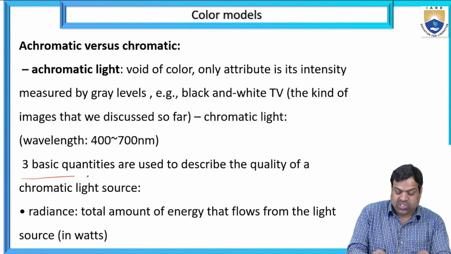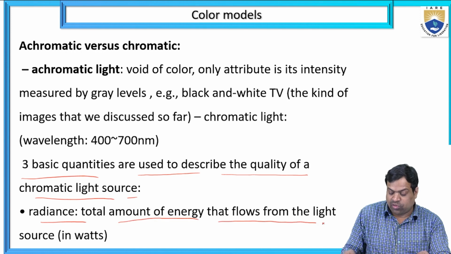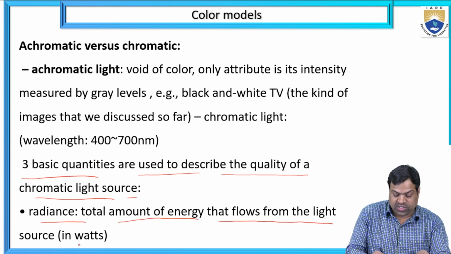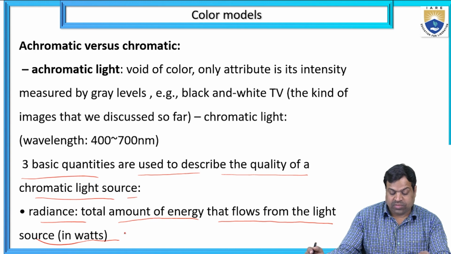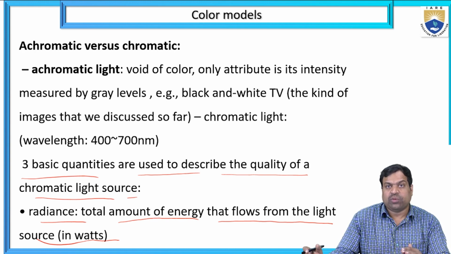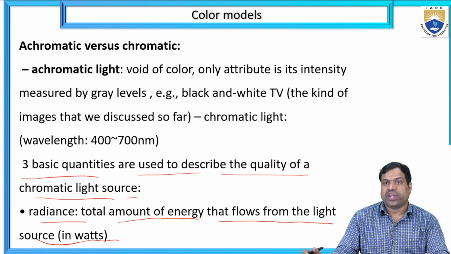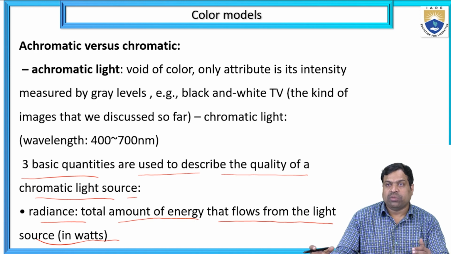There are three basic quantities used to describe the quality of a chromatic light source. Radiance is the total amount of energy that flows from the light source, in watts. So, achromatic light and chromatic: what are the differences and what are the applications? Achromatic is void of color, the only attribute is intensity measured by gray levels. Example, black and white TV. So, in the black and white TV, what are the majority colors?